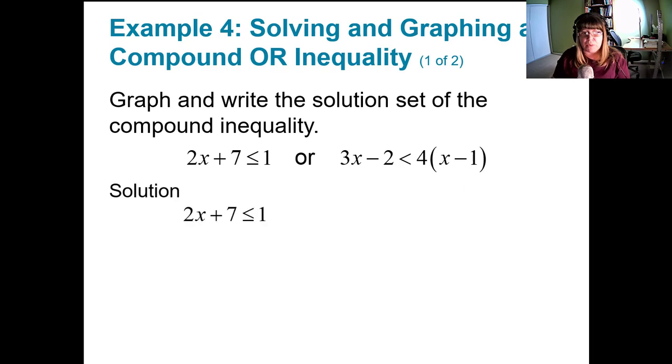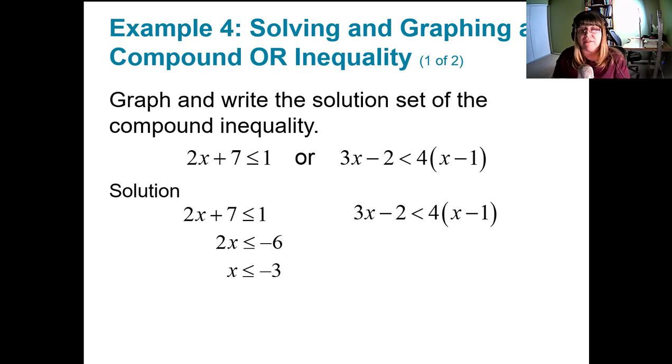I'm going to run through these. Subtracting 7 from both sides, we get 2x is less than or equal to negative 6, dividing by 2. Positive number, so we don't touch the sign. x is less than or equal to -3. That's one solution. Working with our other part of our inequality, we get 3x minus 2 is less than 4x minus 4.